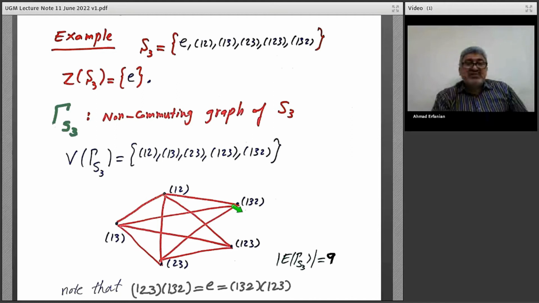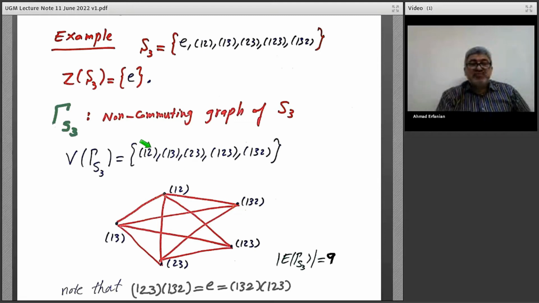And we know that the center of the symmetric group of order 6 is trivial. So if we are going to draw the non-commuting graph, first we have to determine the vertex set. So the vertex set is the set of all non-central elements.